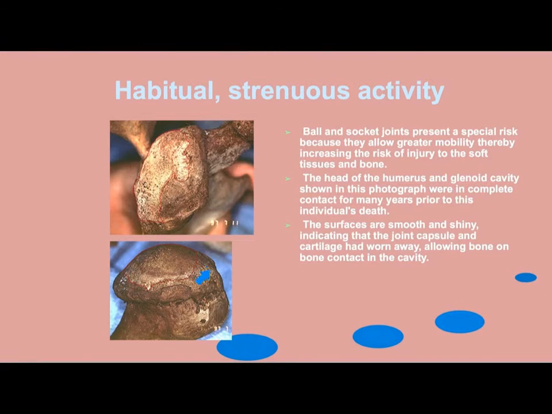Right here we can see the ball and socket of an individual that had a strenuous activity, and we can see that that head of that humerus area right here is almost completely worn down, and so this would be a good indication of someone that did a lot of heavy manual labor during their lifespan.